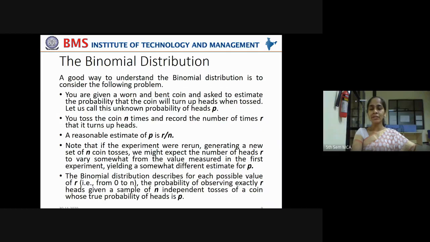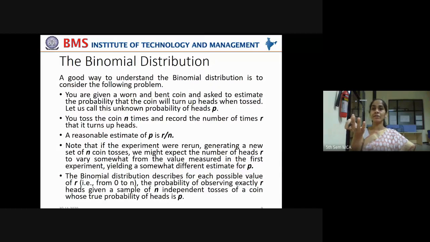Now, a good way to understand the binomial distribution is to consider the following problem. Let us take a simple problem and understand this better. You are given a worn and bent coin, some coin you have observed, which is not a fair coin. Then I say fair coin, it is not biased.